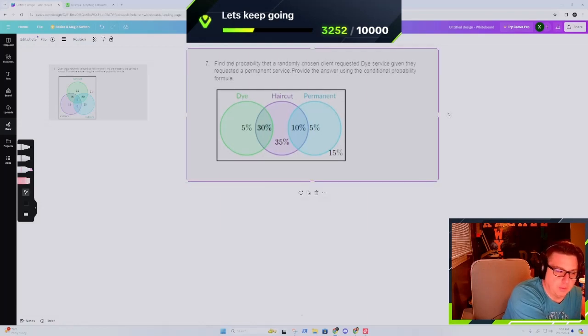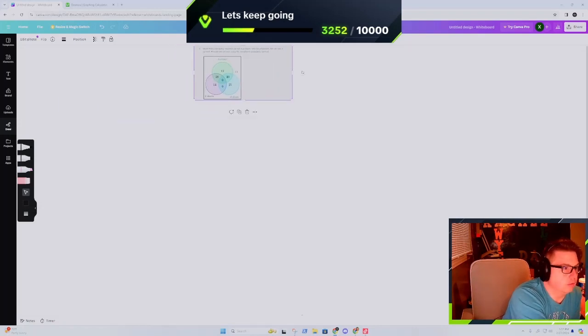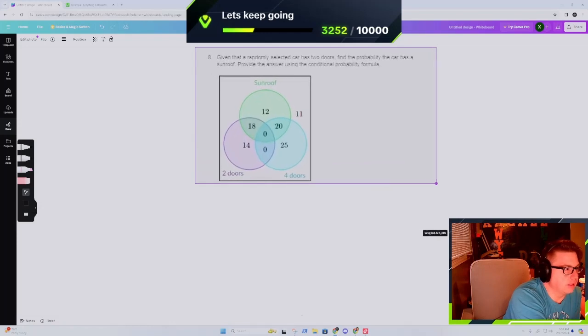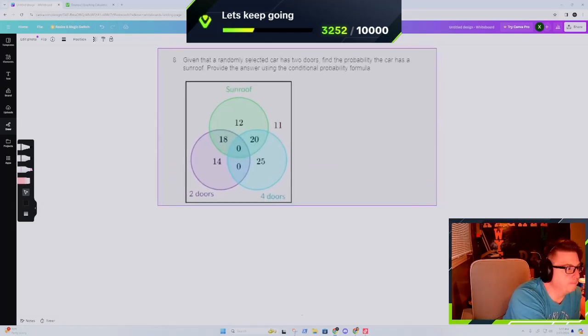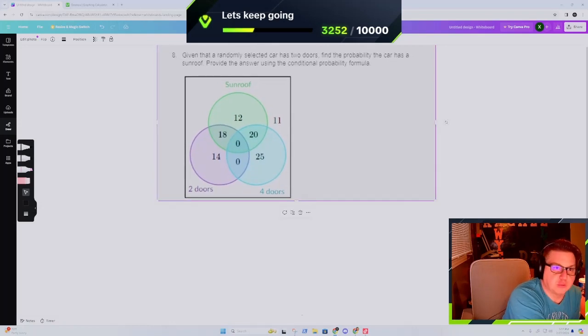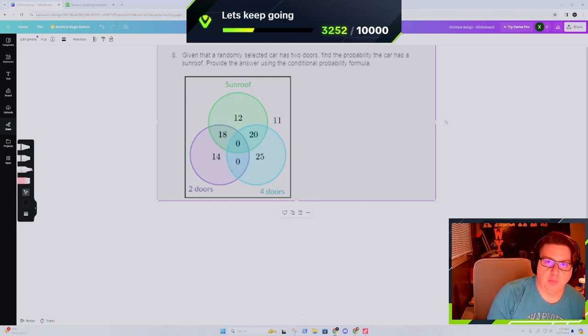All right, last one. And this one we will have an answer because we did these in class today, so that's why I know. All right, so the last one. Given that a randomly selected car has 2 doors, find the probability that the car has a sunroof.